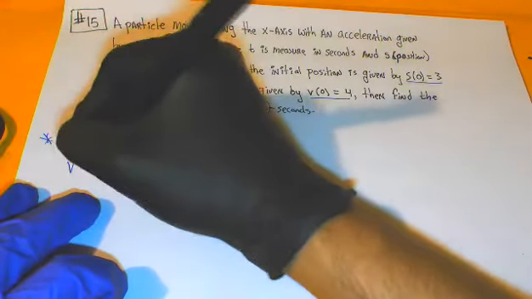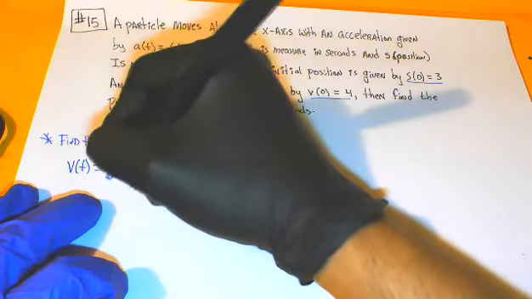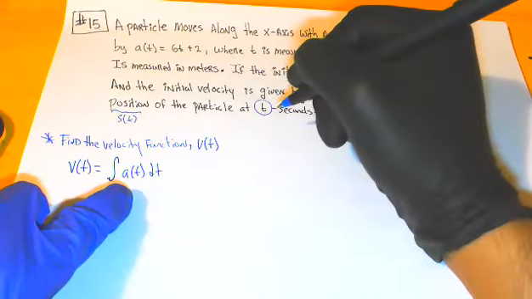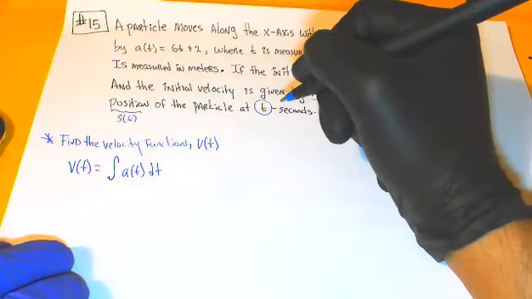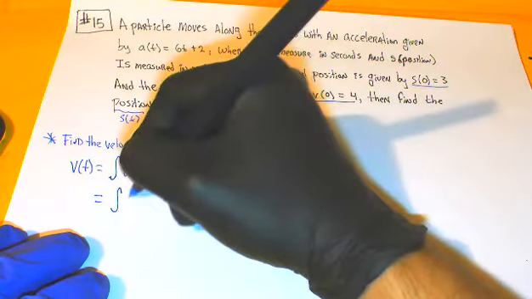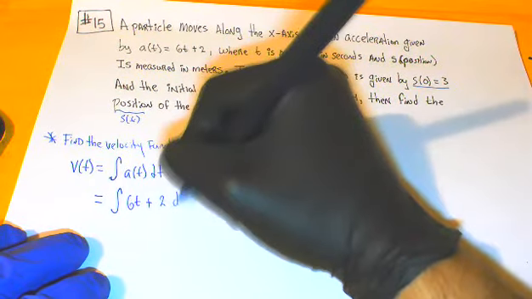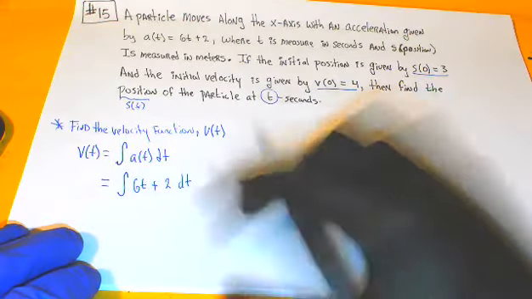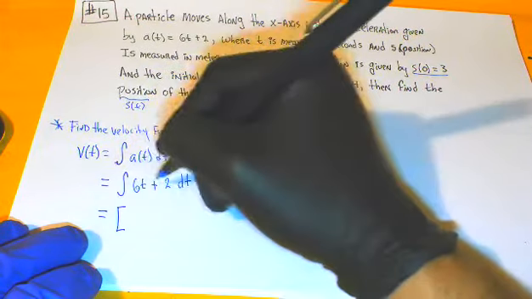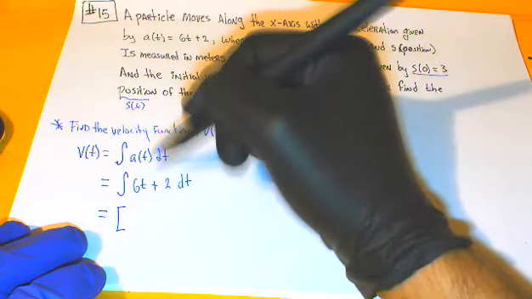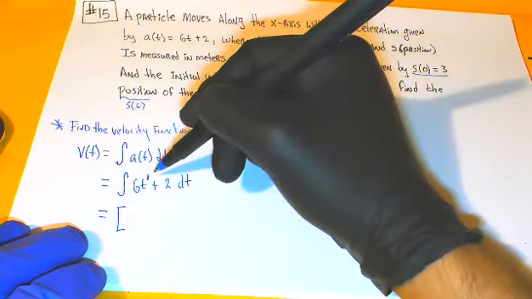Observe. What we have is v of t is equal to the antiderivative, or the integral, of a of t dt. Since a of t, your acceleration function, is 6t plus 2, we're computing the indefinite integral of 6t plus 2 dt. That means I can take the antiderivative of 6t and the antiderivative of 2. If I apply the power rule for integration on 6t, since t is raised to the first power, I have to add 1 to its exponent and then divide by the sum.